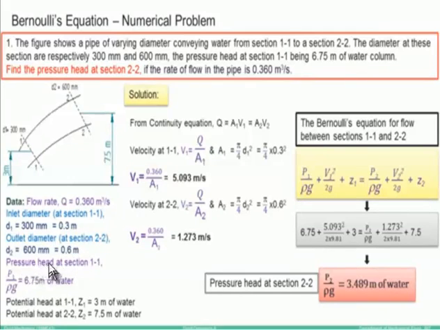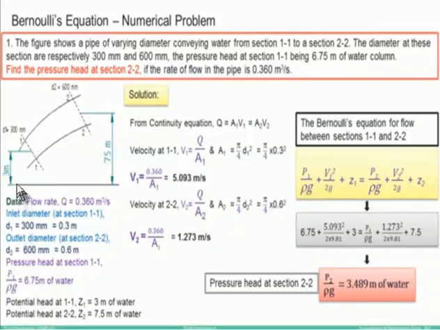Okay, so the pressure at section 1-1 is already given. In the Bernoulli equation, the pressure head is nothing but P1 by rho g, so we write P1 by rho g equal to 6.75 meter of water. He has given it directly in terms of meter of water, so there is no need for conversion here.